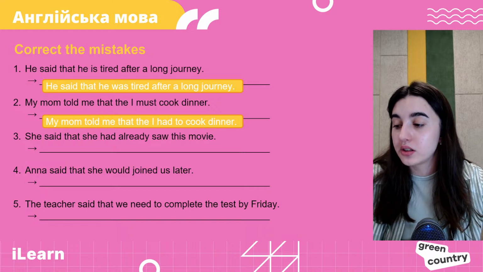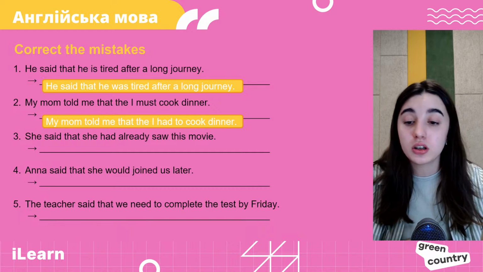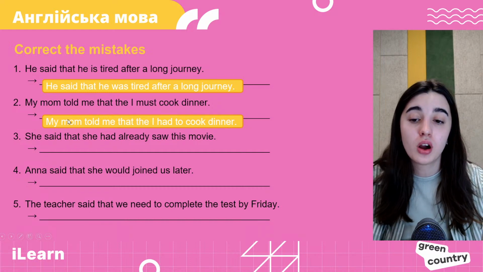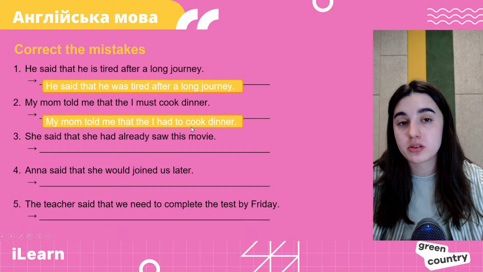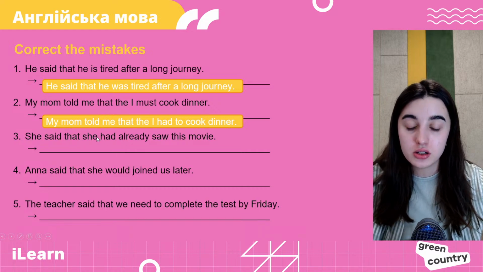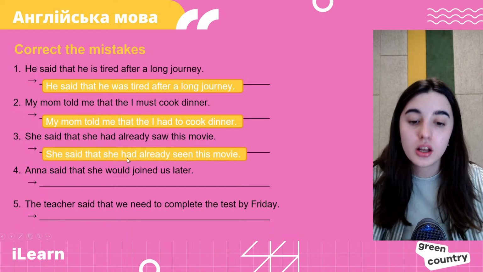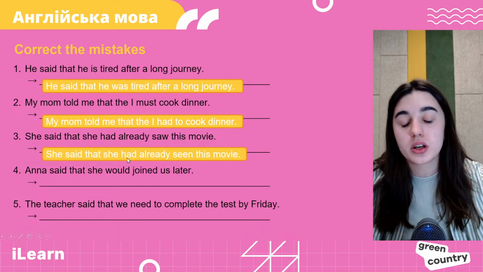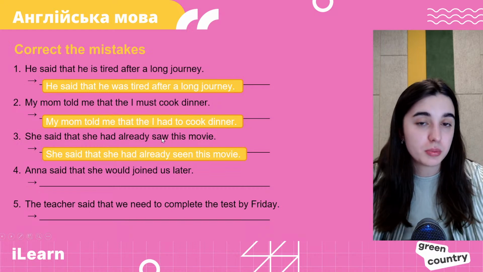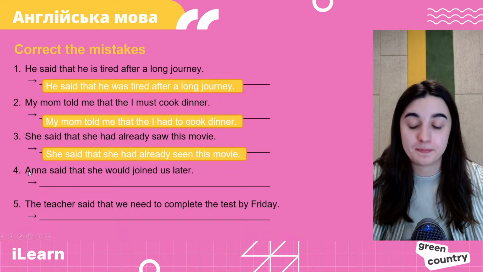Okay, I like the variant that Yana said, told me to cook. Also possible here, why not? But if we don't change the form of the whole sentence, had to is the correct one. So she said that she had already seen this movie. So we had an incorrect form with you. Don't forget that after had we use the past participle, the third form. The third form of see is seen.